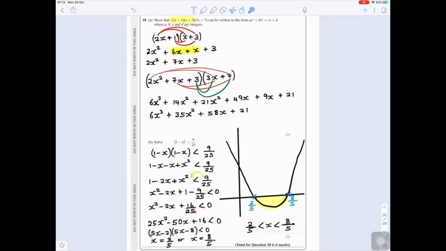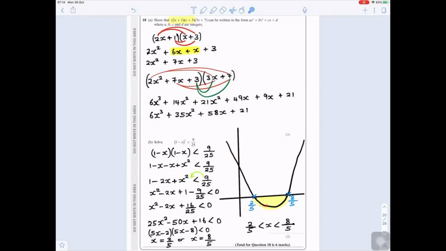To get rid of the fraction, the 25 at the bottom, we multiply everything by 25. So 25 times x squared minus 25 times 2 is 50. And then 25 times 16 over 25 gives you just 16 because the 25s cancel. And that is less than 0. Now we can factorize that, and you can use your calculator to factorize it. You would get (5x minus 2)(5x minus 8) is less than 0. So x is equal to 2 over 5, or x is equal to 8 over 5.